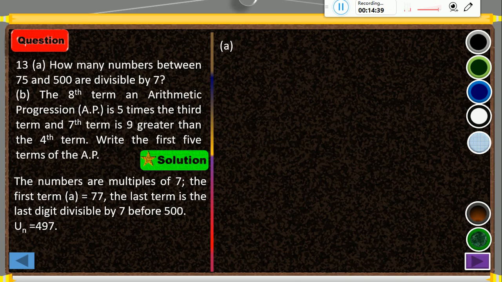The numbers are the multiples of 7. For the multiples of 7, the first multiple of 7 between 75 and 500 is 77. And the last number that will be divisible by 7 should be 497. So U1 is equal to 77, the common difference is 7, and the last term is 497.